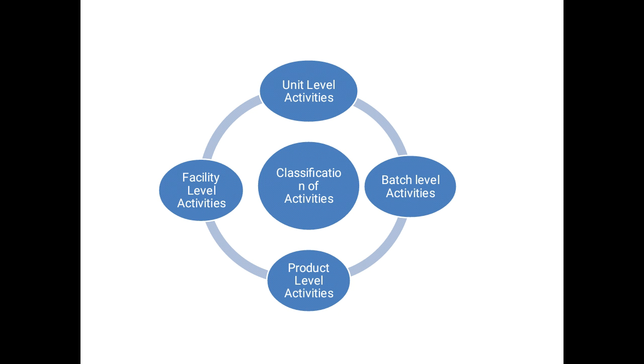Next is facility level activities. Facility level activities are those which are needed to sustain a factory's general manufacturing process. These activities are common to a variety of products and are difficult to attribute to specific products. Examples of facility level activities are factory management, maintenance, security, and plant depreciation. These are some examples of facility level activities.